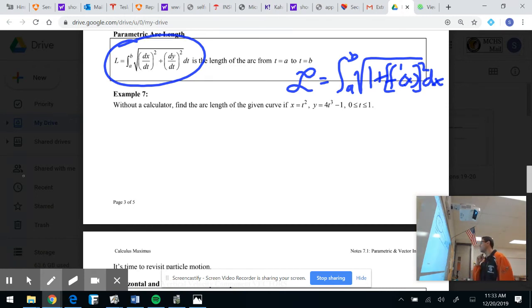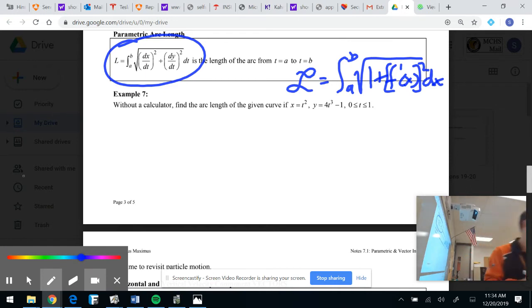So example 7, without a calculator, find the arc length of the given curve if x equals t squared, y equals 4t cubed minus 1 from 0 to 1. So easy peasy.